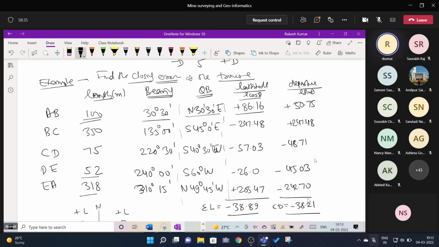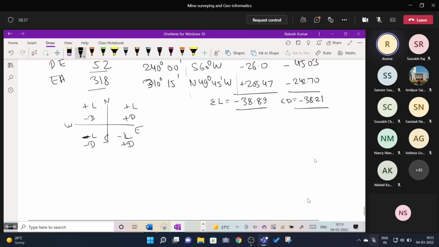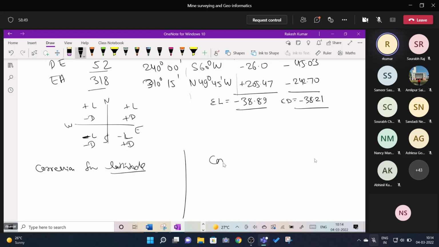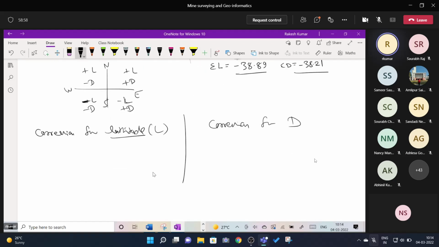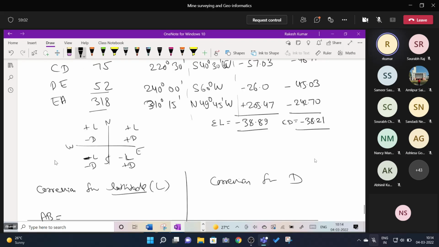Okay. Now here I have to write the correction for latitude, and here the correction for departure. Okay. So for line AB, I want to make some correction.